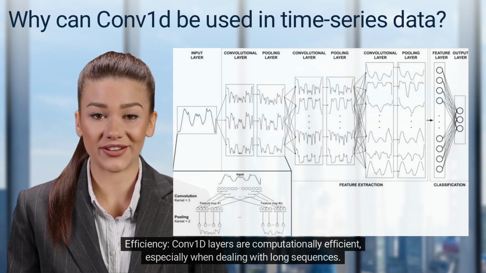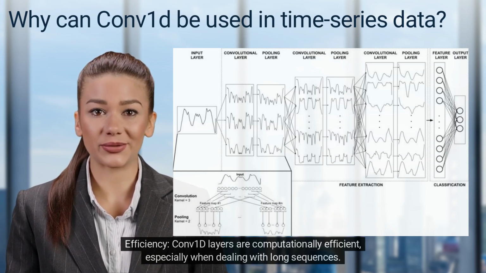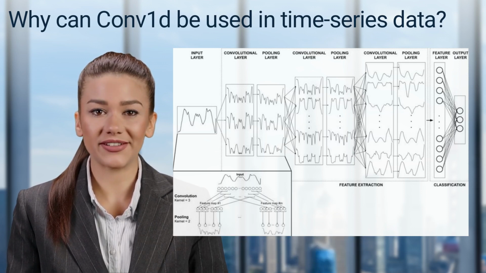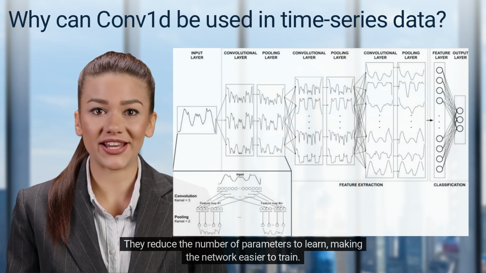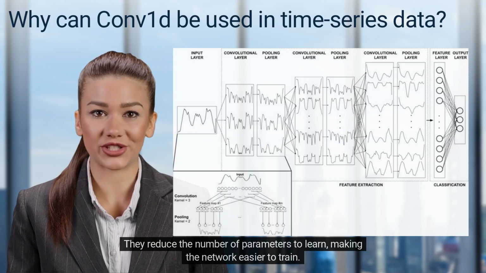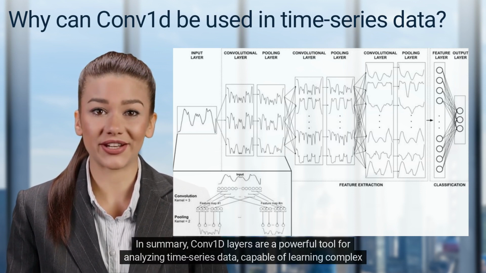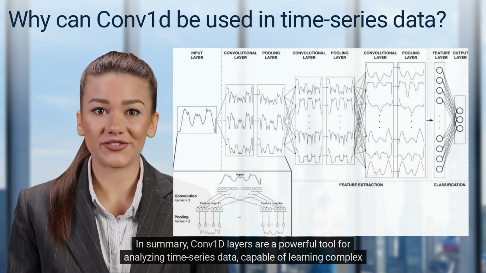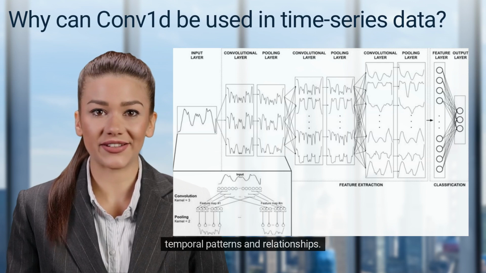Efficiency. conv1d layers are computationally efficient, especially when dealing with long sequences. They reduce the number of parameters to learn, making the network easier to train. In summary, conv1d layers are a powerful tool for analyzing time series data, capable of learning complex temporal patterns and relationships.